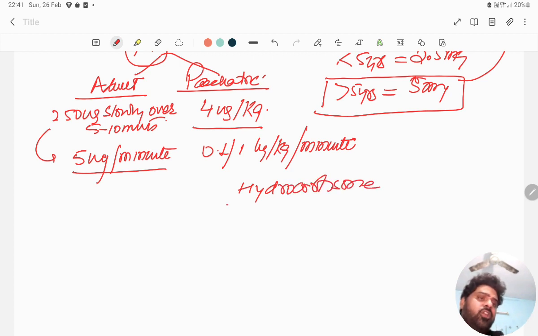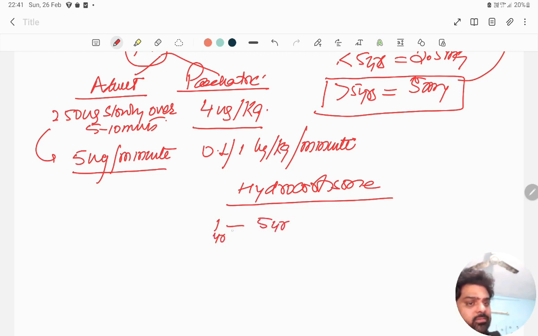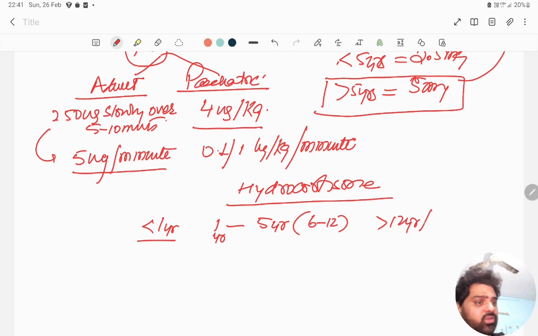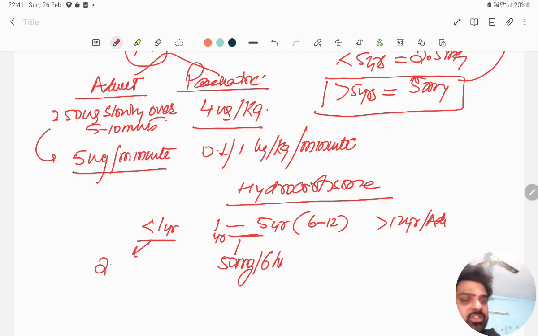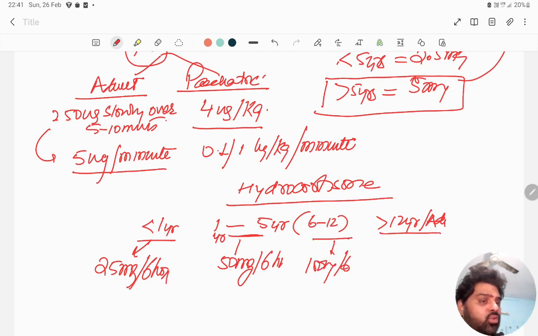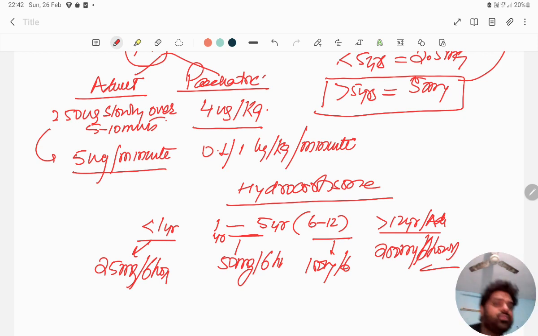After salbutamol, we can go for hydrocortisone. To give hydrocortisone, follow a simple rule by age. Less than 1 year, 25 mg, 6 hourly. 1 to 5 years, remember 50 mg, 6 hourly. 6 to 12 years, 100 mg, 6 hourly, and then more than 12 years, or you can say adult, 200 mg, 6 hourly. This is how you can remember the hydrocortisone dose.